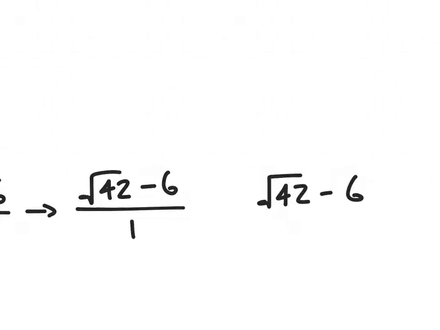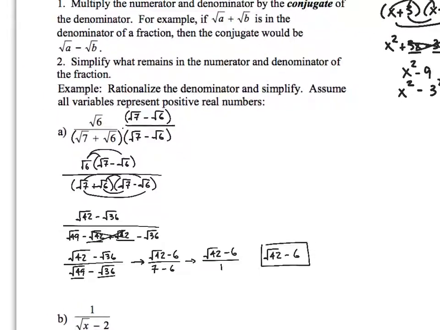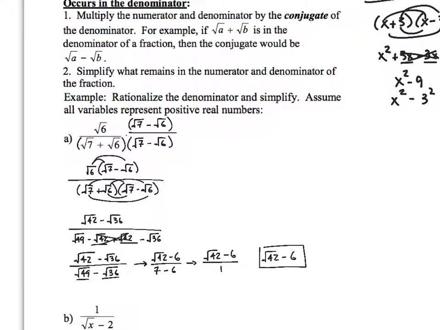I can't evaluate the square root of 42, unfortunately. We don't have anything that's a perfect square that's going to divide into 42 evenly. So that's my answer. What we've done, like we were doing in the other one, is we got rid of the radicals in our denominator. And that's what rationalizing the denominator means. And that's it.